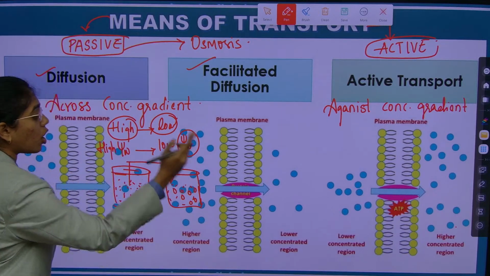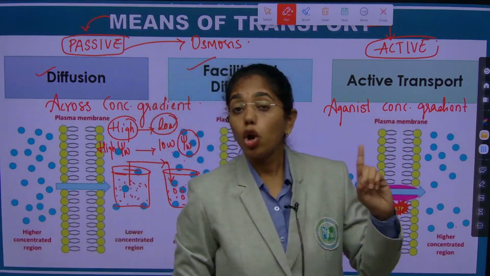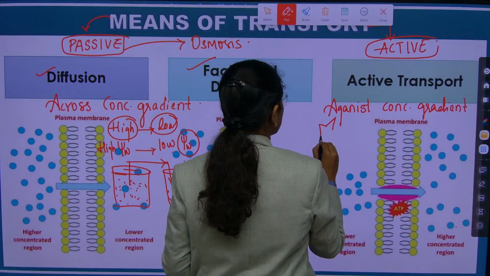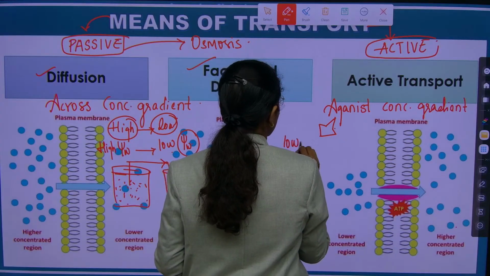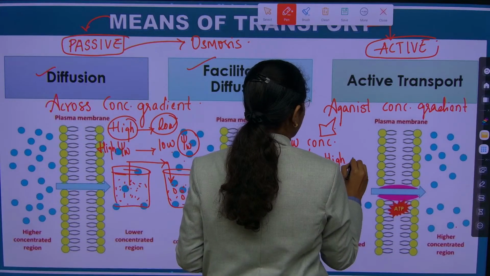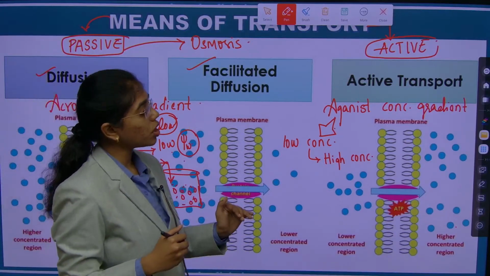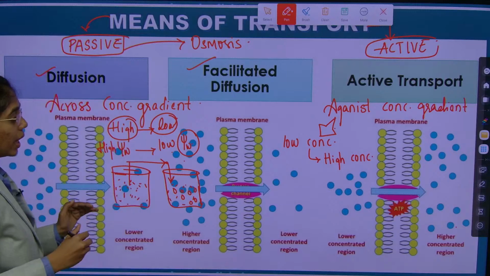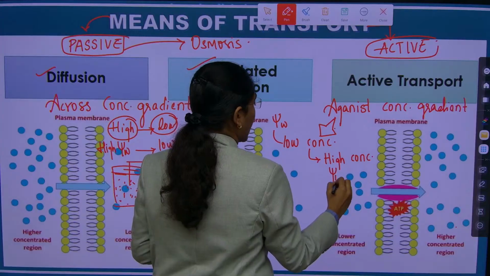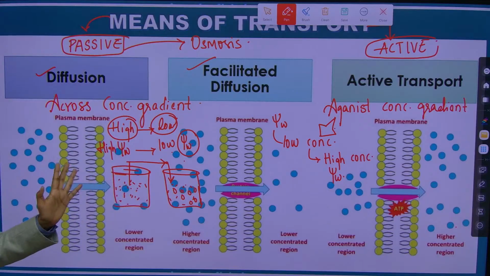This is across the concentration gradient. Against the concentration gradient is from low concentration to high concentration. This is against the concentration gradient, from low to high. That is from lower water potential to higher water potential. As it is from low water potential to high water potential, this requires energy, that is ATP.